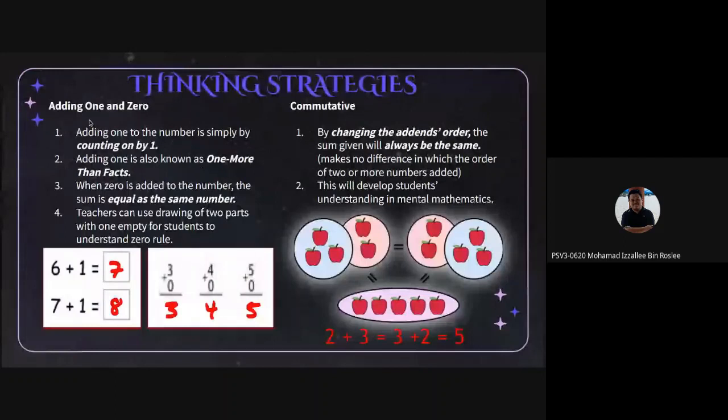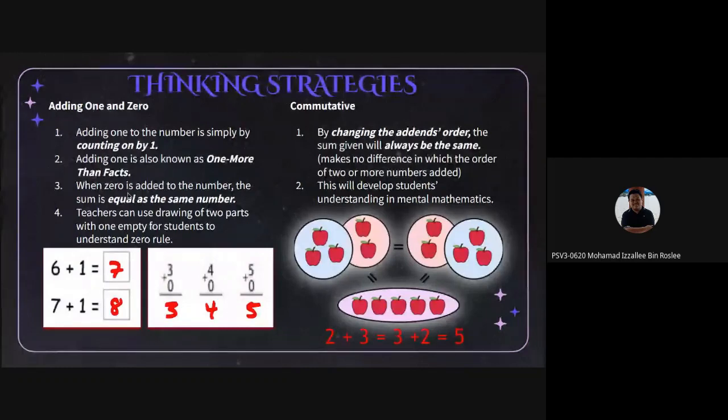The last two ones are, first, adding 1 and 0. Adding 1 to a number is simply counting on by 1. Adding 1 is also known as the one more than facts. These facts can be applied by using the part-whole concept, where this is the part, 6, and the second part is 1. They can know that for 6 plus 1, they will be counting on, which is 1 more, and we add it to become 7. The next one is adding 0.